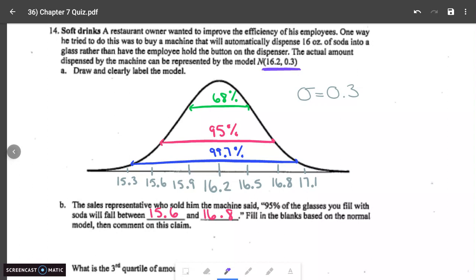So when we look at part B, we're looking just at our 95. So our pieces of 15.6 to 16.8, that's each 2 standard deviations, one to the left and one to the right of the mean of 16.2.